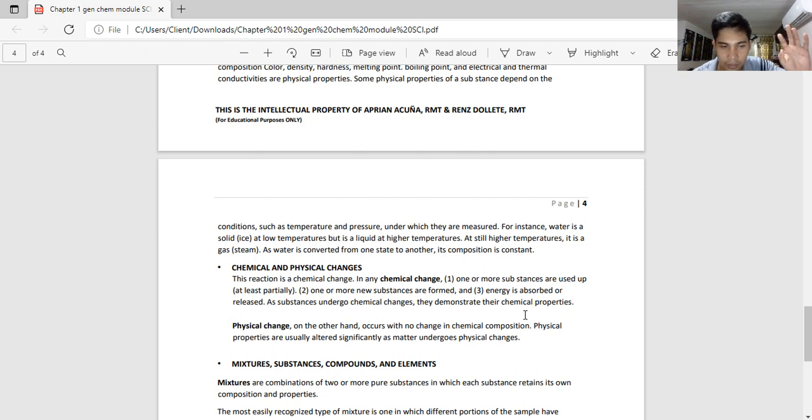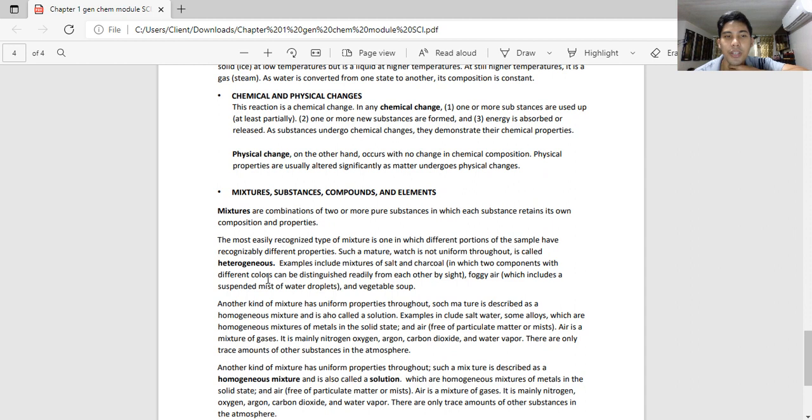Next is the physical change. On the other hand, of course, there is no change in its chemical composition, like our water. It goes to a solid state, it freezes, or it goes to a gas state, or becomes steam. It is still water. Next, the last part is the mixture, substance, compound, and elements.